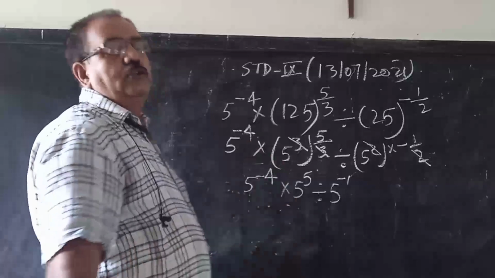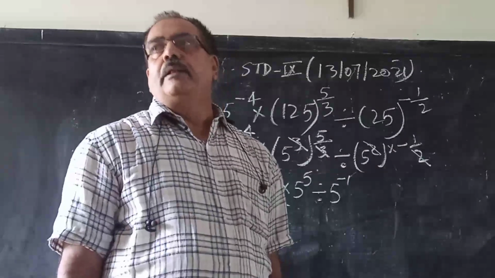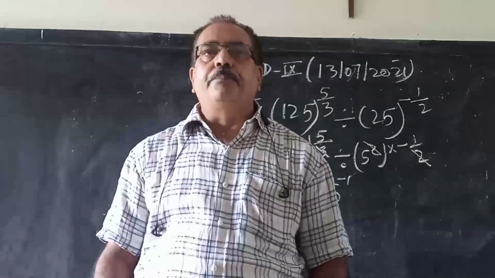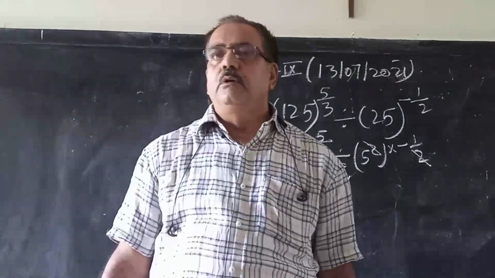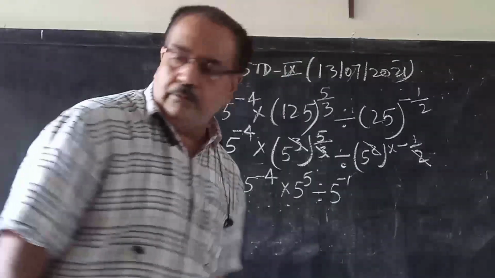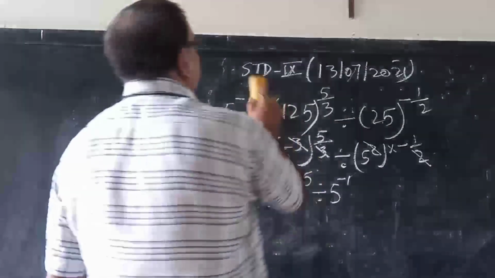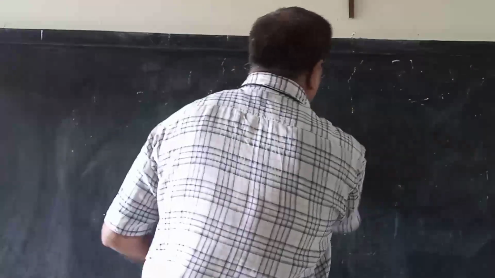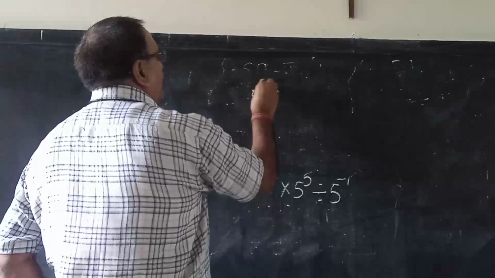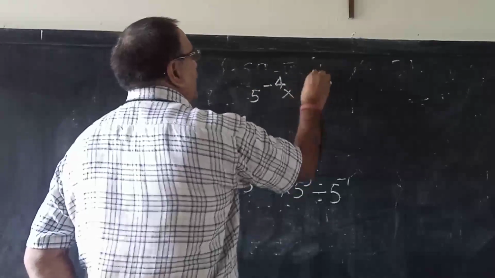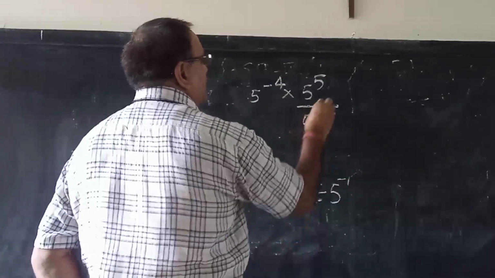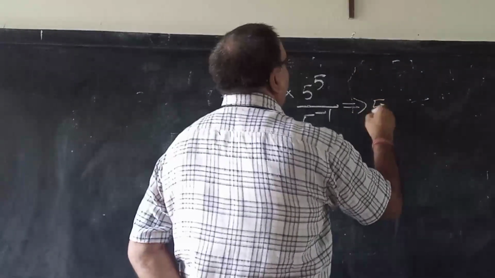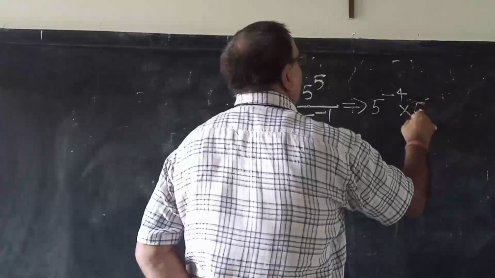Now your multiplication sign is also there, and the division sign is also there. Whenever more than one sign is given, we have to follow the BODMAS rule. So when we follow the BODMAS rule, division will be first. So this becomes 5 to the power minus 4 into 5 to the power 5 divided by 5 to the power minus 1.